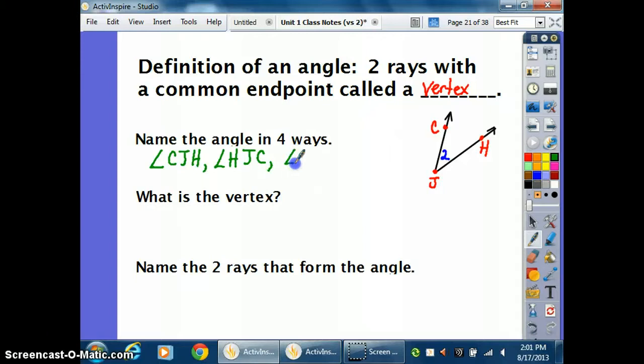Now when we have one angle, it is possible to name it by its vertex. In this case, that would be angle J. And then you'll notice on the next page, when we have a lot of angles, we use numbers. This makes it easier to read. We could also call it angle 2.